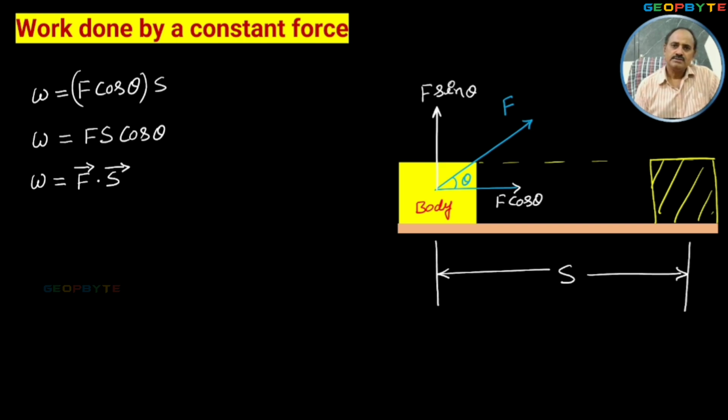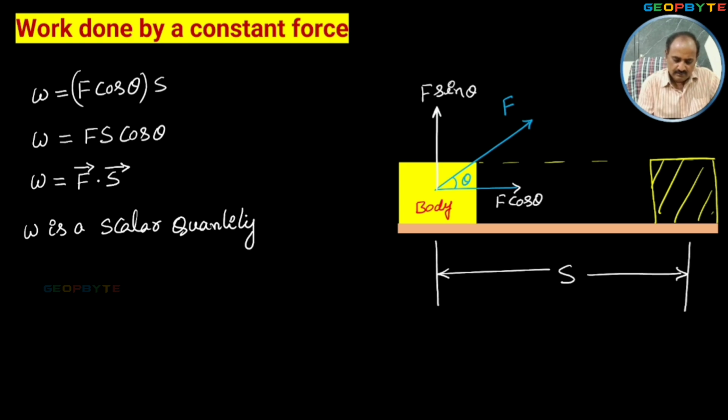Here, though force and displacement both are vector quantities, work comes under scalar quantity. Work is a scalar quantity. The reason is work does not obey the law of addition of vectors. That's why work comes under scalar quantity. Therefore, work is the dot product of two vector quantities.